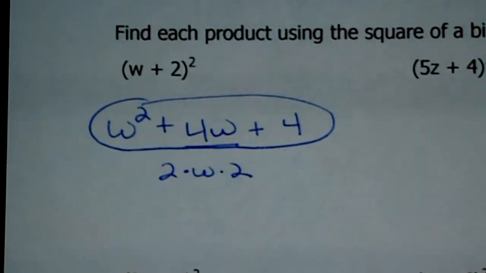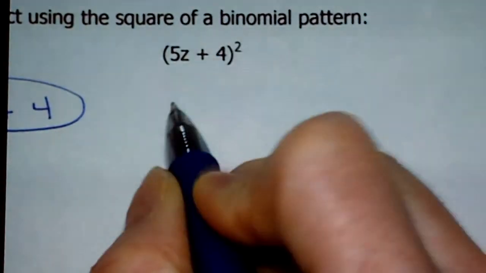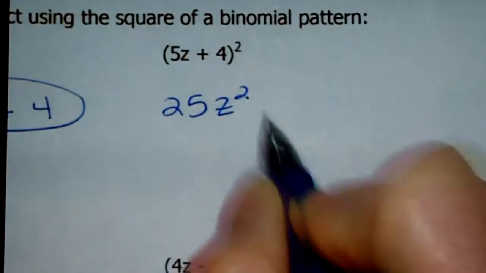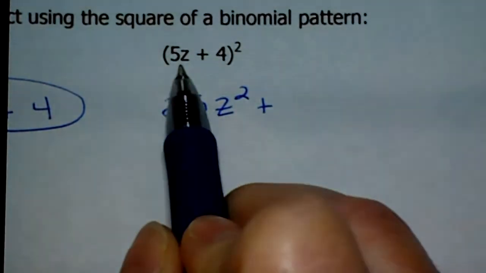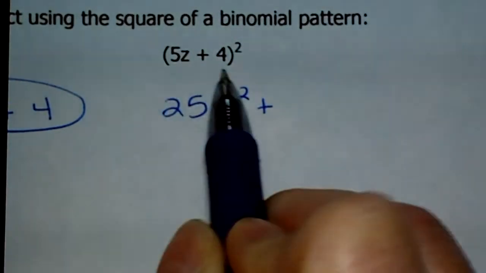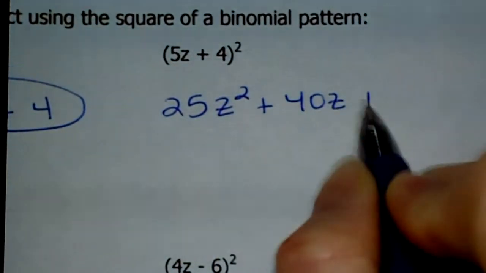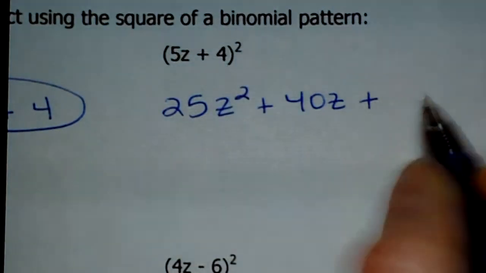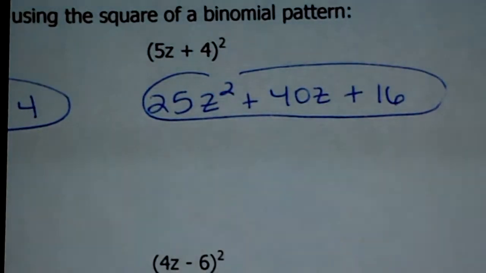That's it. If you want to, you can pause me and try to do the rest of these. Welcome back. Let's see if you're right. The first term would be the quantity of 5z squared, which would be 25z squared. My middle term is going to be 2 times 5z times 4. So 2 times 5z is 10z, and 10z times 4, yep, it would be 40z. And my last term would be b squared. 4 squared is 16. So if you have 25z squared plus 40z plus 16, you are correct.